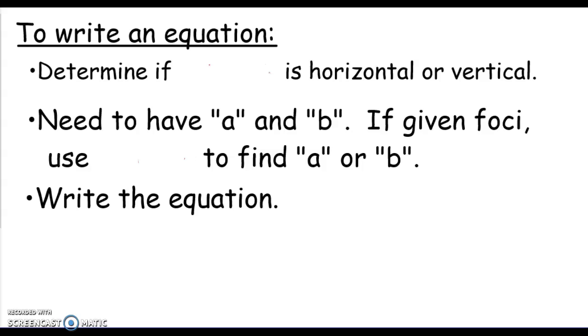Right, so now we're going to write an equation. So we've got to figure out, let's determine if the major axis is horizontal or vertical. We need to have a and b. If we're given the foci, then we could do c squared equals a squared minus b squared to find a or b. And then we're going to write the equation.